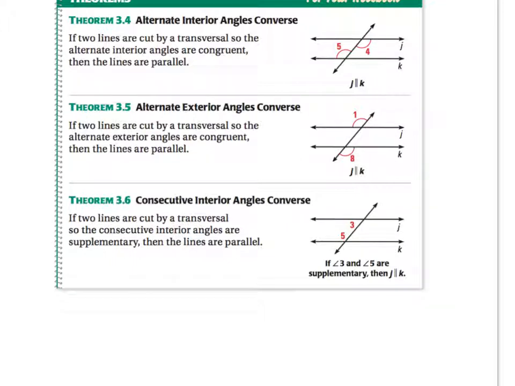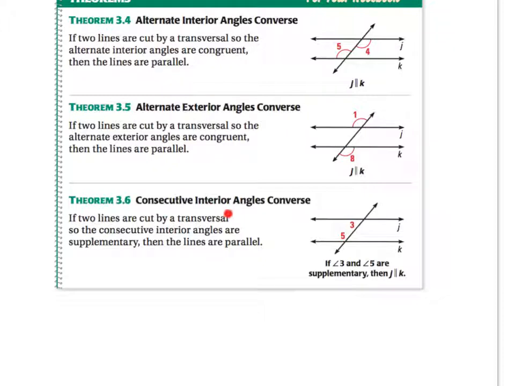And the last theorem is the consecutive interior angles converse. In the last section, we knew that if two lines are cut by a transversal and they're parallel, then consecutive interior angles are supplementary. In this section, we know if two lines are cut by a transversal so that the consecutive interior angles are supplementary, then the lines are parallel.